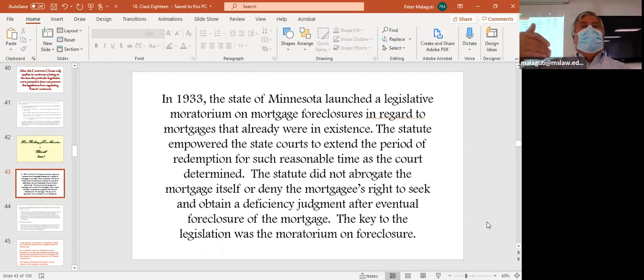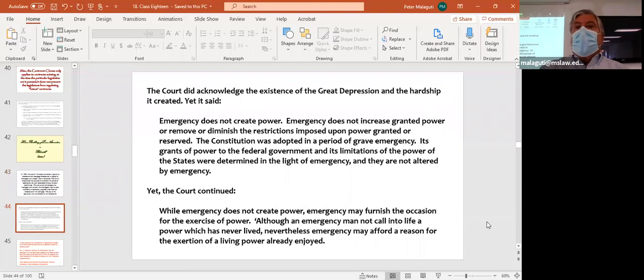The law doesn't come out and say that the mortgage is erased. What the law does come out and say is that you can't foreclose for some period of time, okay? And kind of like what happened in Massachusetts, the statute empowered extensions to the period here. So the Supreme Court upholds this law.